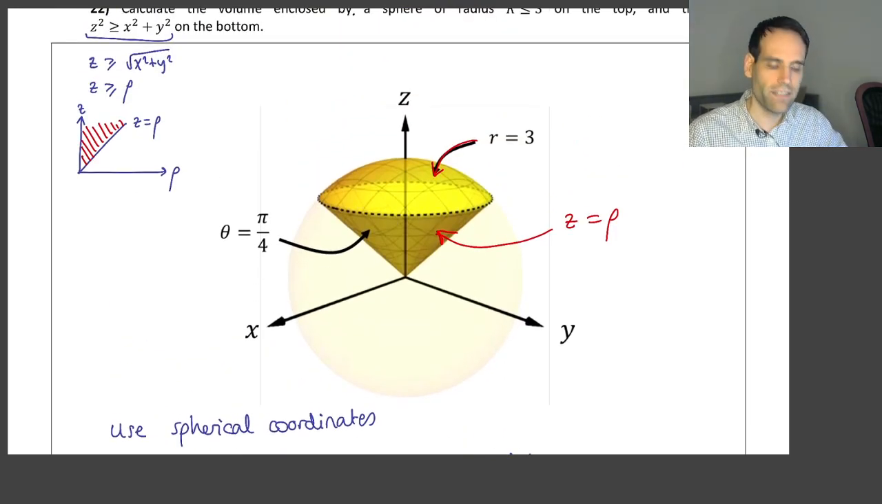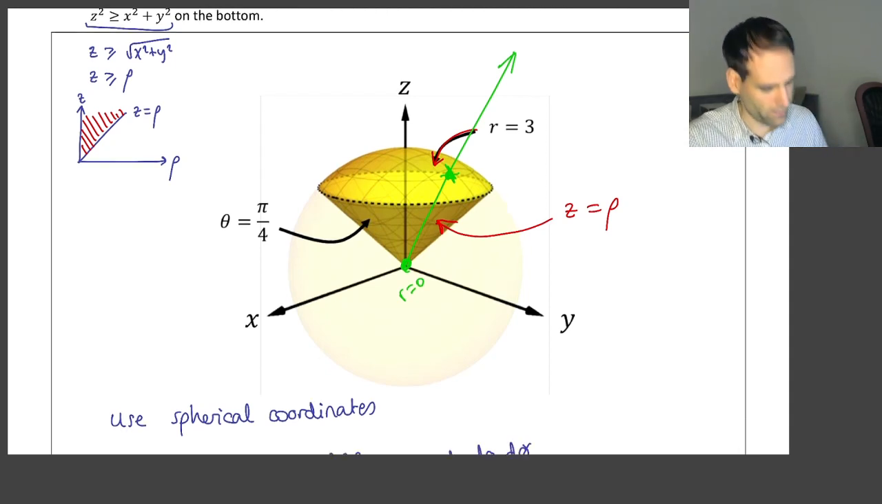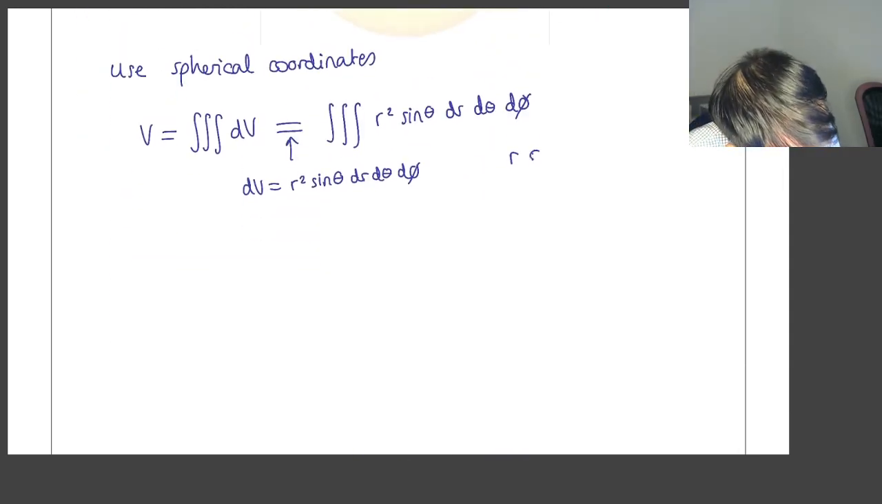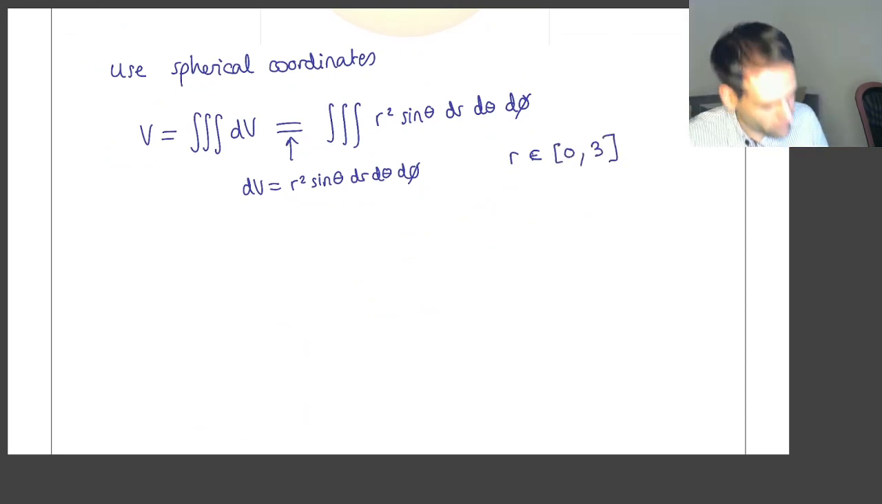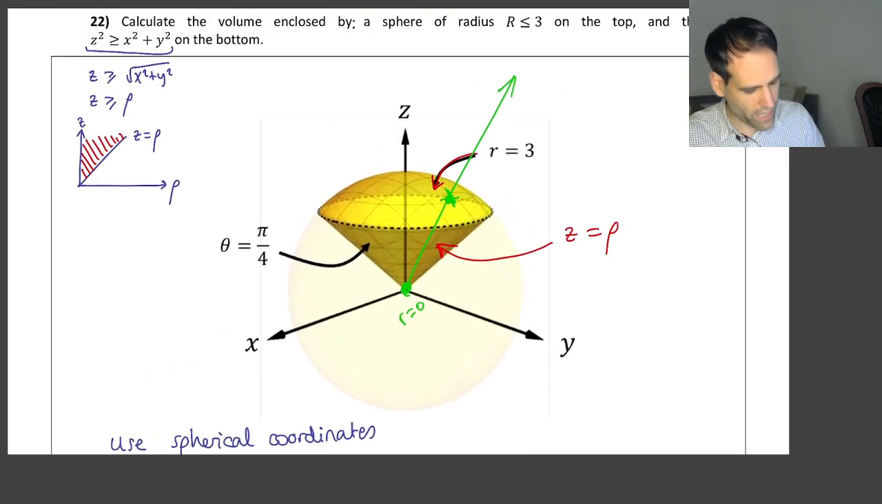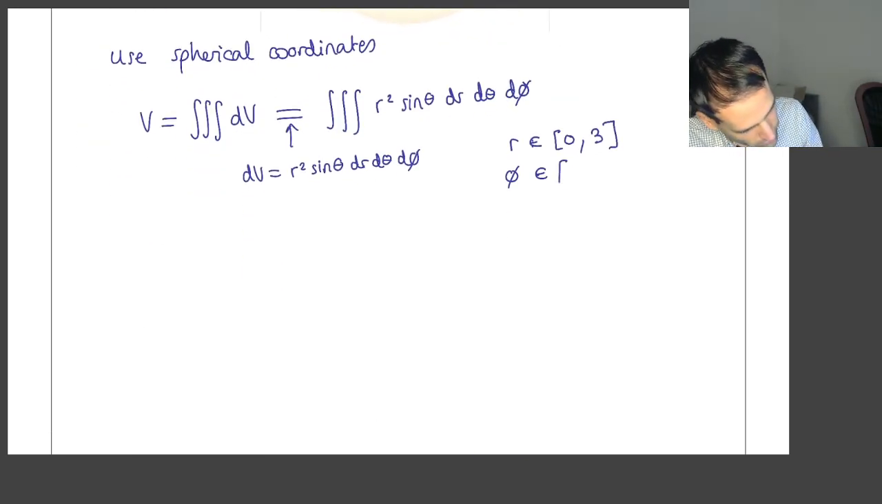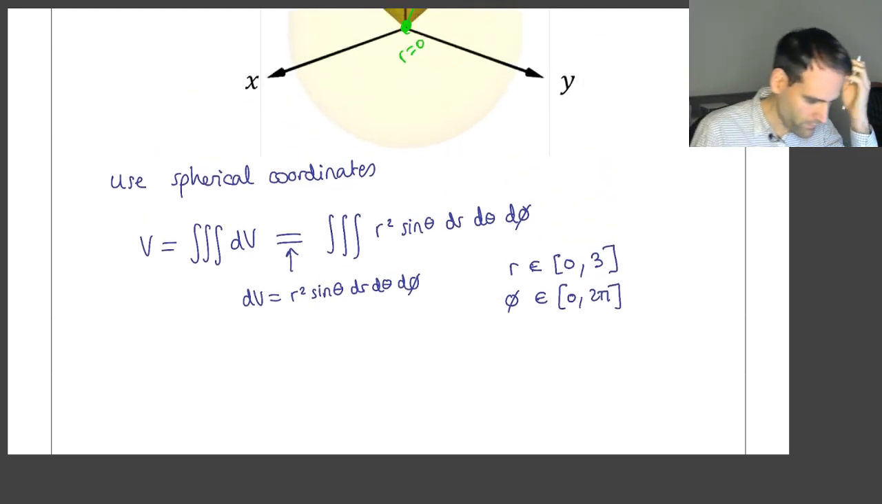The trick to find the limits in r is you draw a line in the direction of r, and you think about when this line enters the region of integration and when it exits. So clearly it enters the region of integration at r equals 0, and it exits at r equals 3, which is this surface here. So r goes between 0 and 3. Now phi is the angle around the z-axis, so it's the angle with respect to the x-axis in the xy plane. So clearly phi goes from 0 to 2 pi.